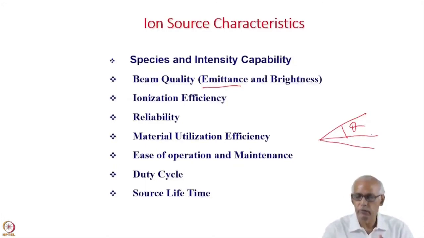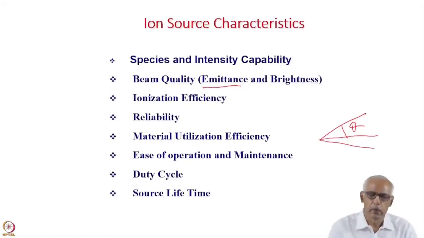Now, when we are talking of one-dimensional or two-dimensional trajectories, then we talk of divergence. When we are talking of six-dimensional phase space, we talk of emittances. This I have discussed in one of the lectures in great detail.